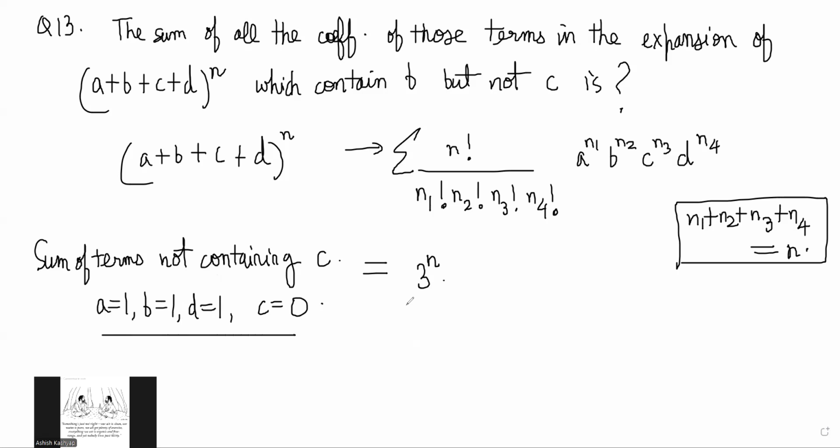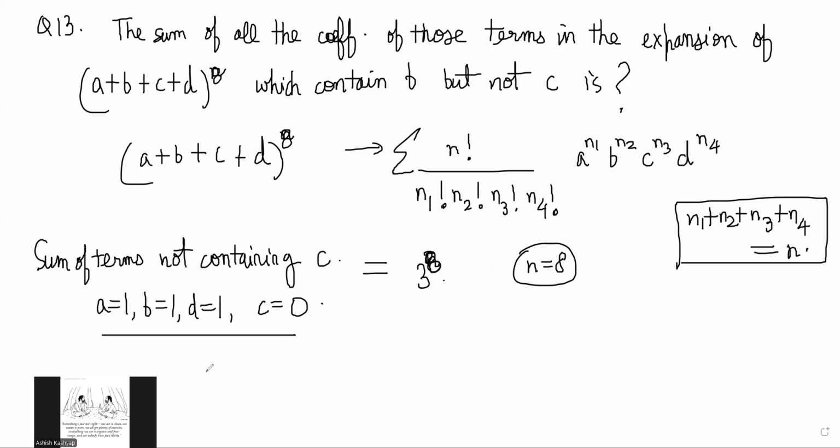Actually, in the problem, it was (a plus b plus c plus d) to the power 8. So n was already given. So this was 8 actually. We are getting 3 to the power 8 here, right? n was basically equal to 8, right? This is the sum of the terms not containing c.